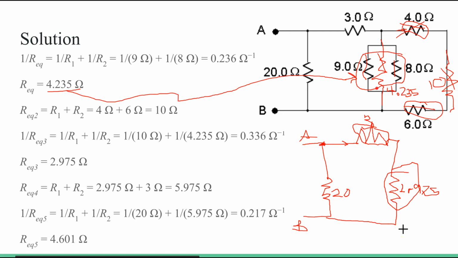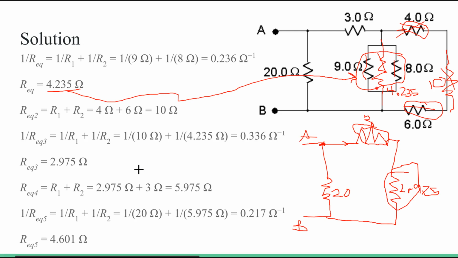If you want to use the parallel formula, you have to simplify everything first, because these only work for the individual resistances. So you can't put 1 over 3 plus 1 over 2.975 plus 1 over 20. You have to put the simplified version. So you use your fourth equivalent resistance calculation, R1 plus R2, substitute in the values, and you get 5.975 ohms.